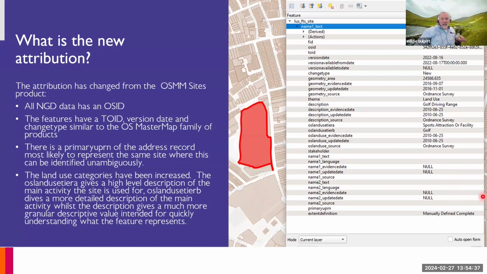But what makes this data more appealing is the depth of detail that is available. For example, if we look at this example, we've got OS land use tier A, and this says it's a sports attraction or facility. Doesn't really give you much to go on, but we've also got the OS land use tier B, which tells you it's golf. You may be getting a vibe here that I'm quite a keen golfer. You've also got a description here that describes this as a golf driving range. So you can see this is starting to get a lot more granular.